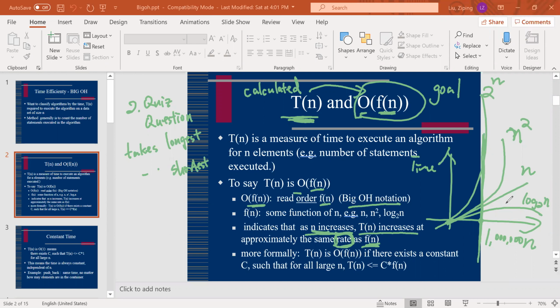2 to n is longest. Log n is faster. So this takes the longest, and this is the fastest. It's purely based on math. And this also tells us another kind of idea.